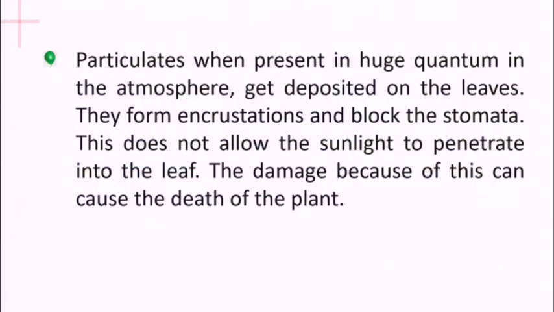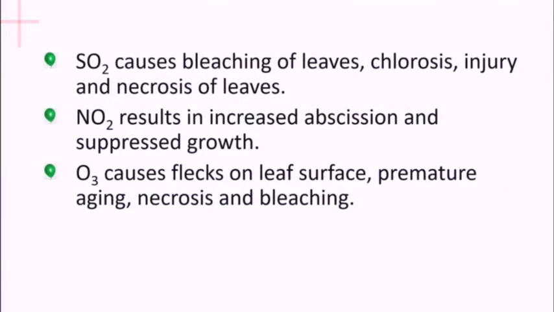Particulates, when present in huge quantity in the atmosphere, get deposited on the leaves. They form encrustations and block the stomata. This does not allow the sunlight to penetrate into the leaf. The damage because of this can cause the death of the plant. Sulfur dioxide causes bleaching of leaves, chlorosis, injury and necrosis of leaves. NO2 results in increased abscission and suppressed growth. O3 causes flecks on leaf structure, premature aging, necrosis and bleaching.